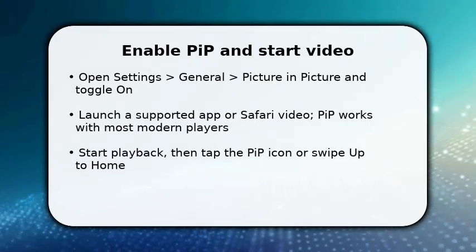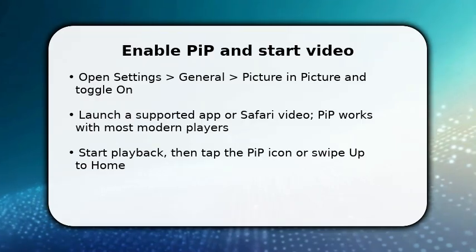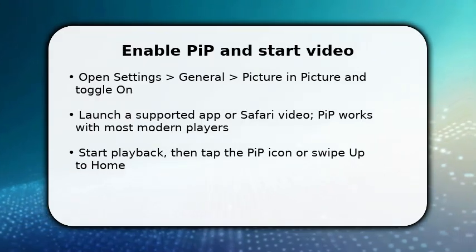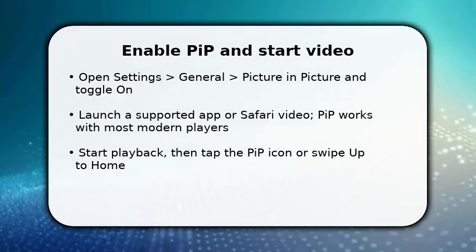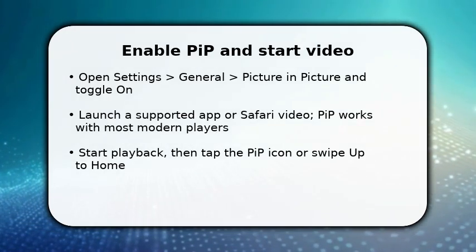You'll first enable PyP in Settings, then begin playback so the feature can activate. Open Settings General Picture in Picture and switch it on. Once done, launch a supported app or Safari and play the video.